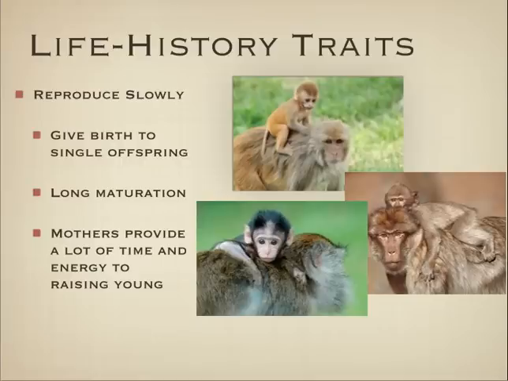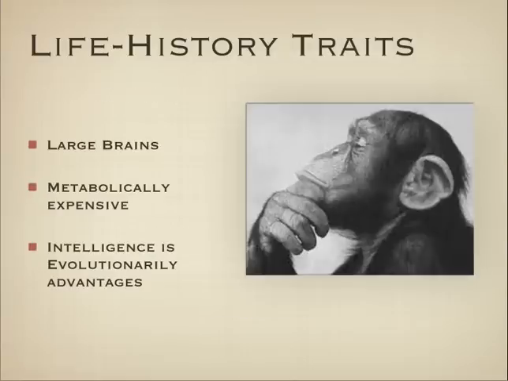Mothers provide a lot of energy and a lot of time in raising their young. So primates are very, very K-selective as far as their reproduction is concerned. And another life history trait, connected to this K-selectivity, is that we have larger brains. These larger brains are metabolically really expensive. They take a lot of calories to grow and maintain. And we're going to talk about this at a later date, but this is a sign that intelligence has significant evolutionary advantages.